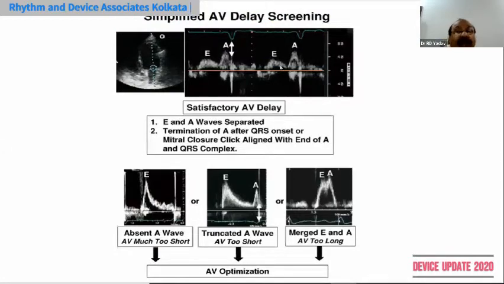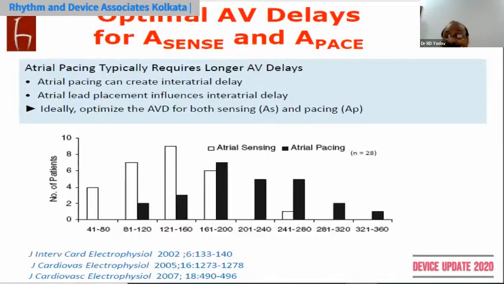So what you need is EA separate, terminate without truncation of the A wave, and diastolic filling period is maximum without truncation. That is our aim of AV optimization. And now one more thing: if atrial sensing occurs, the AV interval maximum is say 120 to 160 milliseconds. But if you pace the atria, then the atrial conduction occurs slowly.